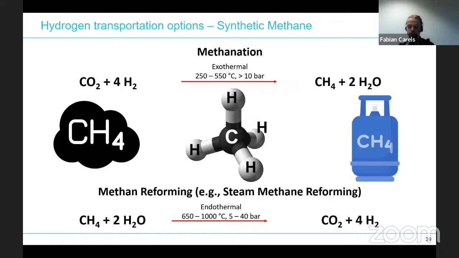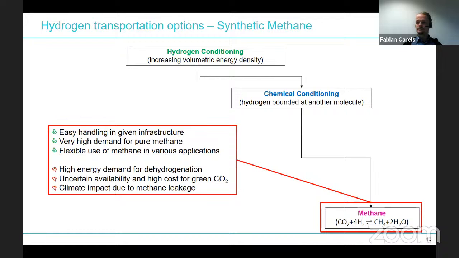Here, again, pretty comparable to methanol, we can transport it easily in given infrastructures. There's already a very, very high demand for pure methane, as you all know. We can use it, for example, in the heat supply or in the industry. And the applications are just very diverse. But if we want to get the hydrogen back, then there's an additional energy demand. We also need the green CO2, same as for methanol, to produce the green methane. And if we have leakages, so if the methane leaks into the atmosphere, then we have a high climate impact due to the high greenhouse gas potential of the methane.